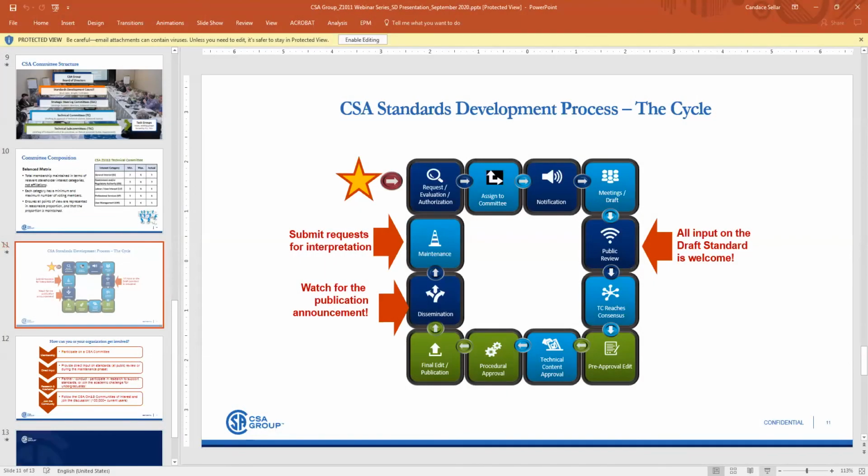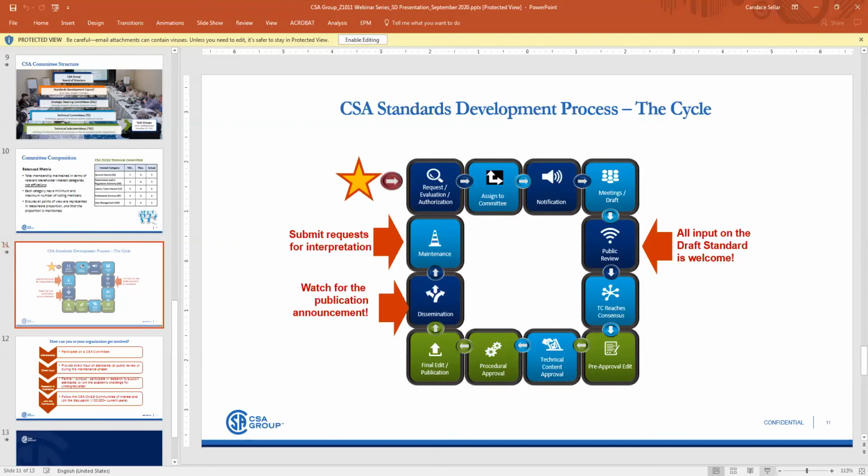This is the core of what we do. This is the CSA standards development process. And it's important to note that the request for a new standard can come in from anyone. It can come in from those of you on the call. It can come in from the regulator. It can come in from the standards board. It can come in from the steering committee. It can come in from an employer or an association group. And it can also be triggered, unfortunately, by coroner's inquest.